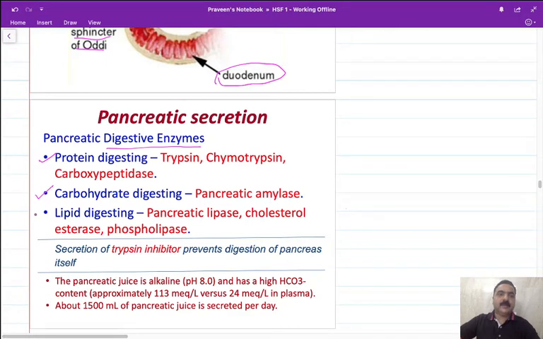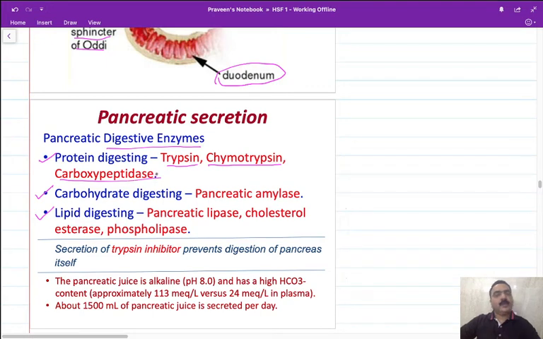Trypsin, that is secreted as trypsinogen, then converted to trypsin by the enterokinase. Okay, and then you have chymotrypsinogen, which is converted to chymotrypsin. Okay, chymotrypsinogen converted to chymotrypsin by what? Trypsin. And then you have procarboxypeptidase A, B, etc. The procarboxypeptidase is converted to carboxypeptidase by the trypsin. Okay, by the trypsin. Good.